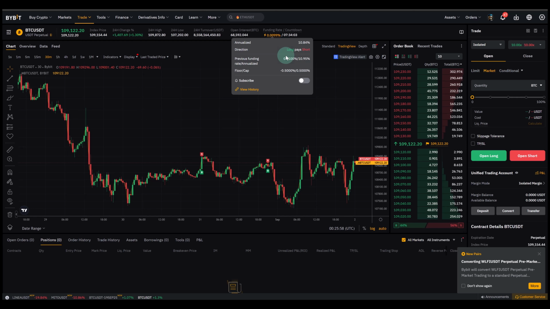Now, why do these funding fees exist? Crypto futures on Bybit, but on many other exchanges as well, they are perpetual, which means they don't have an expiry date. Now, in more traditional markets, futures typically expire. In crypto, most futures are actually perpetual futures, so they don't expire. That's very different from traditional futures because they settle on a fixed day.